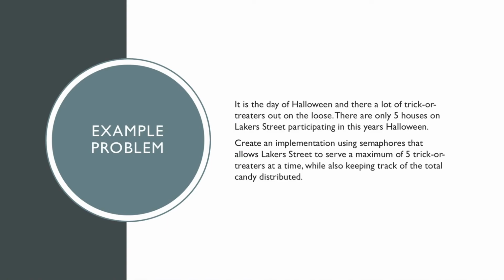So now let's look at an example problem based on the knowledge that we've just accumulated in the past 5 minutes. So it is the day of Halloween, and there are a lot of trick-or-treaters out on the loose. There are only 5 houses on Laker Street participating in this year's Halloween. Create an implementation using semaphores that allows Laker Street to serve a maximum of 5 trick-or-treaters at a time, while also keeping track of the total candy distributed.